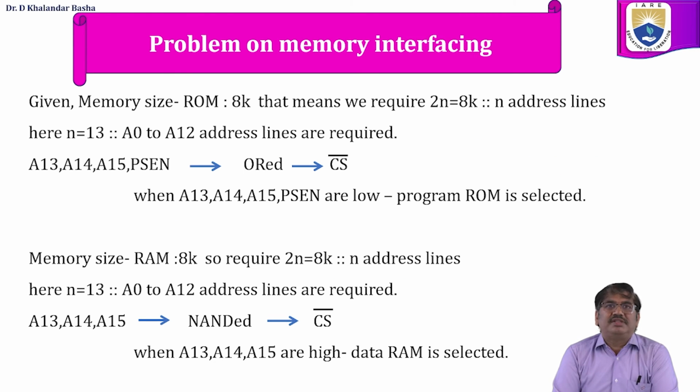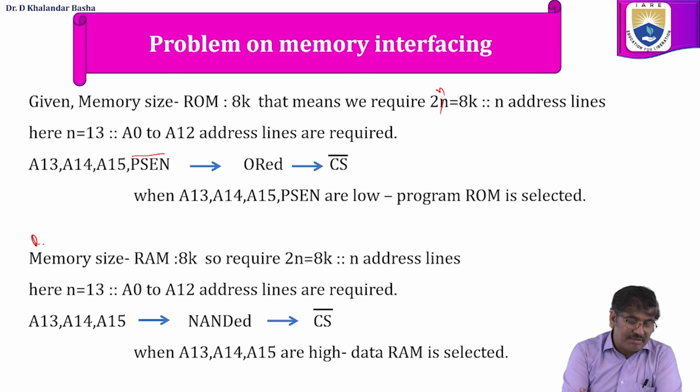Given the memory size, here for RAM 8K, we require 2 to the power of n equivalent to 8K, where n is the number of address lines. So in this example, n will become 13. So we are going to take A0 to A12 address lines for accessing. The left out address lines, that is A13, A14, A15, and PSEN bar, will be used for chip select. As it is a ROM, we include PSEN bar. So when A13, A14, A15 and PSEN bar are active low, then the ROM will be selected.